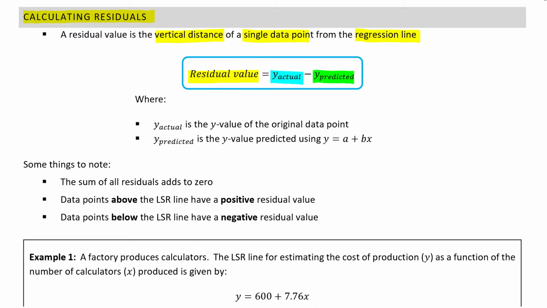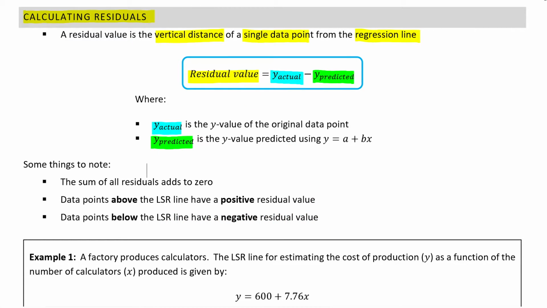So if we keep reading here, the actual y is the y value of the original data point, while the predicted y is the y value predicted using your least squares regression line. So y is equal to a plus bx. Some things to note here as well is that the sum of all the residuals add to 0, and the data points above the least squares regression line have a positive residual value, while the data points below the least squares regression line have a negative residual value.